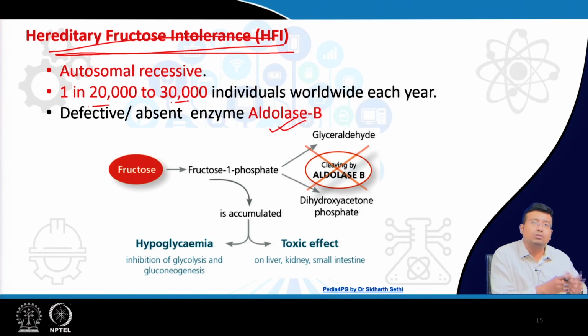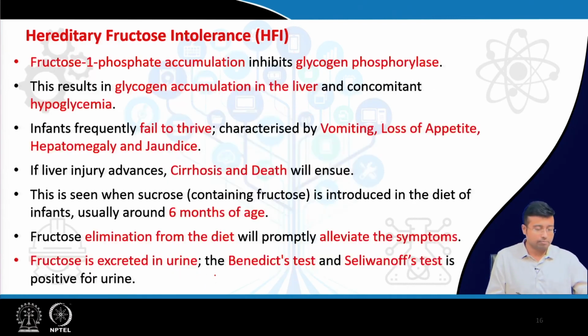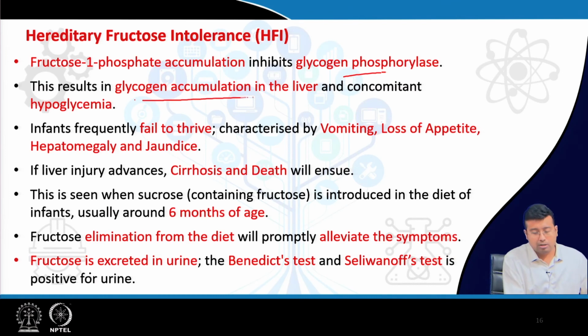So, what is the problem? Just like the concept of galactosemia, over here, since aldolase B is deficient, fructose 1-phosphate is accumulated, and it will inhibit glycolysis and gluconeogenesis. It will get accumulated in multiple cells, and that will lead to all the symptoms. If you have understood galactosemia, you will easily understand hereditary fructose intolerance. Fructose 1-phosphate accumulation inhibits glycogen phosphorylase, so glycogenolysis is inhibited. This results in glycogen accumulation in the liver, just like galactosemia.